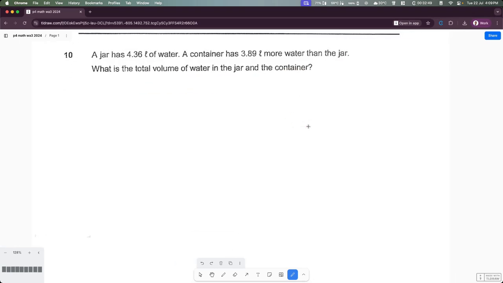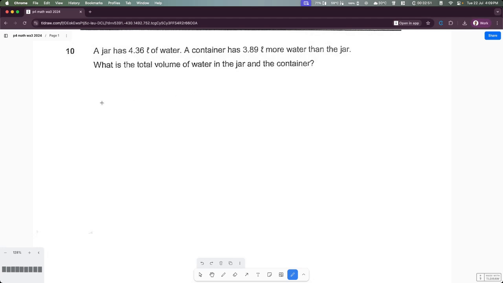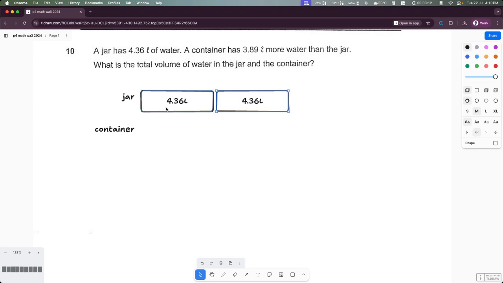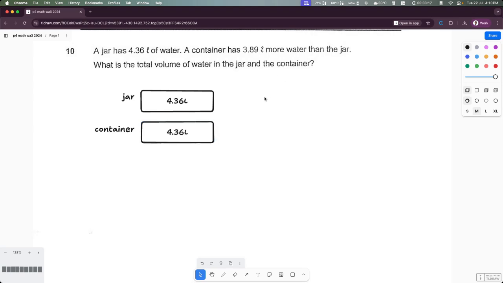If you want to draw a model, you can. For example, let's say the jar, and then you also have the container. So I'm going to put this over here. The jar and container, and then the jar is 4.36 liters. I'm going to put L here. Then the container is also 4.36 but has more water. That means this is 3.89 in this case over here.